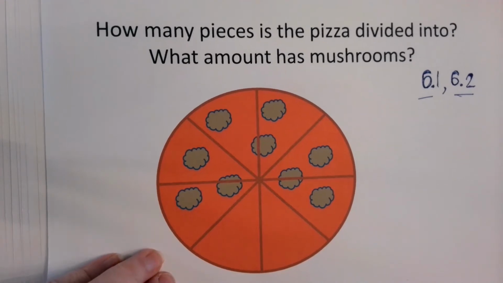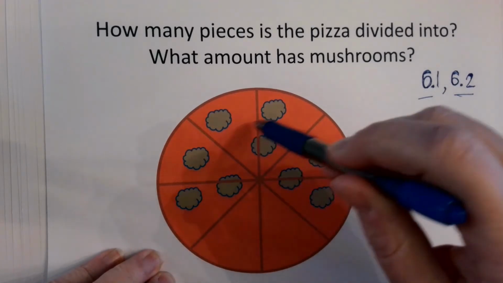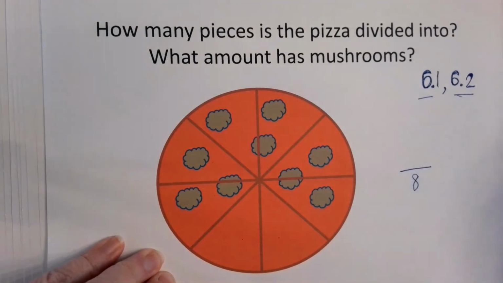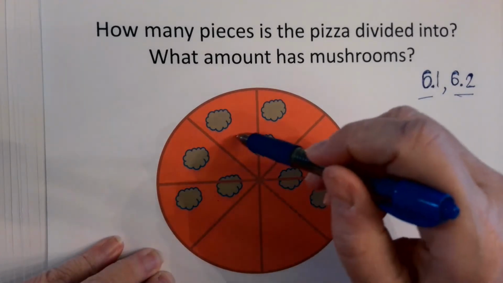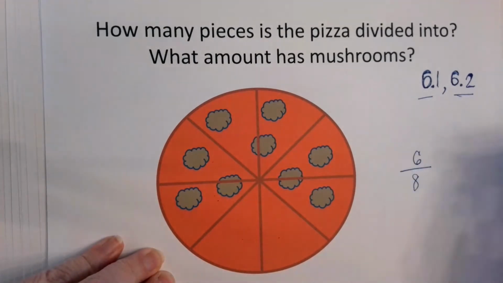First of all, how many pieces is this mushroom divided into? 1, 2, 3, 4, 5, 6, 7, 8 pieces. So the total is 8. The total always goes on the bottom, the total number of pieces. How many pieces have mushrooms? 1, 2, 3, 4, 5, 6. So 6 out of 8 pieces have mushrooms. 6 out of 8, 6/8.